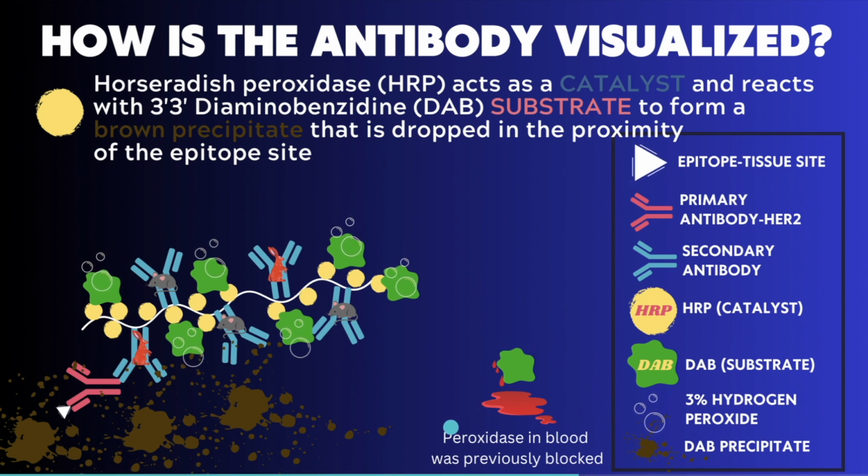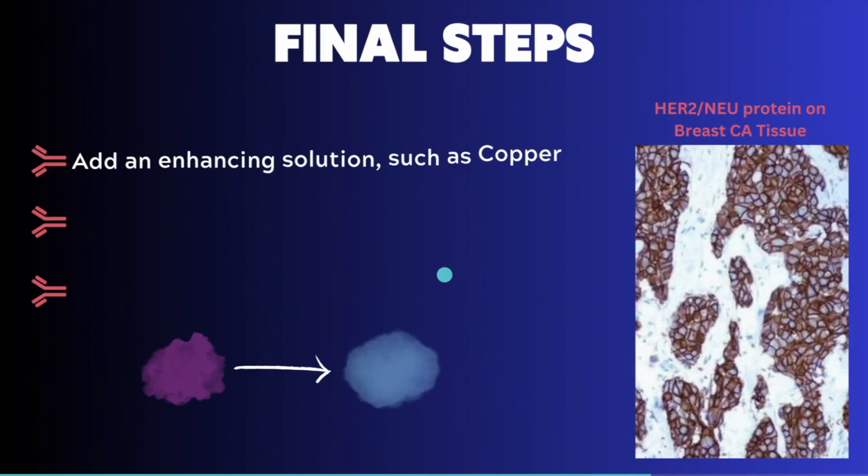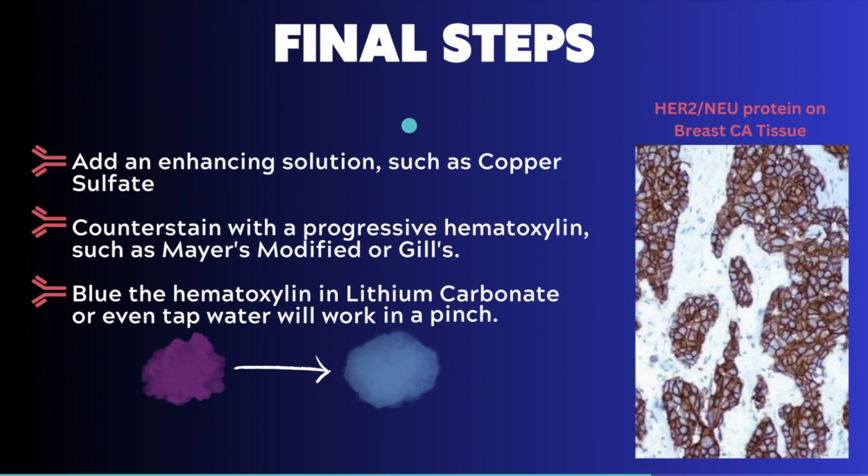Finally, the finishing touches can be applied to the slide. After the final slide rinse, an enhancer should be applied. It will change the DAB precipitate from a watery golden brown to a more rich, deep brown, which can be better visualized under the scope. Typically, copper sulfate solution is used for this step.